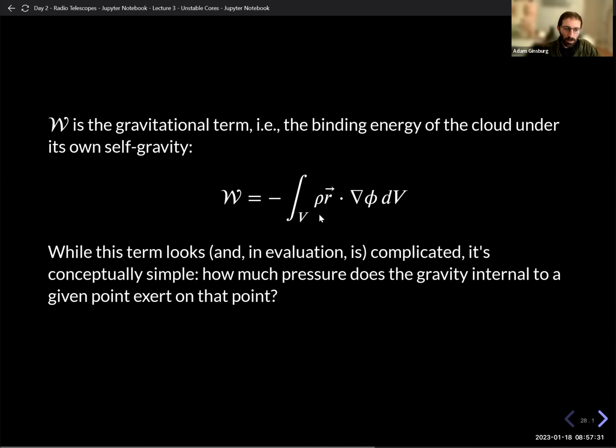So that's a volume integral of the density times our radius vector, and then this is times the gradient of the gravitational potential. This term looks pretty complicated, and it's actually fairly complicated to evaluate. But for now, we're going to stick with just conceptually, and conceptually, it's not so hard. It's just asking how much pressure does the gravity internal to a given point exert on that point.